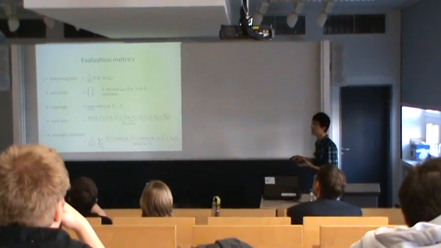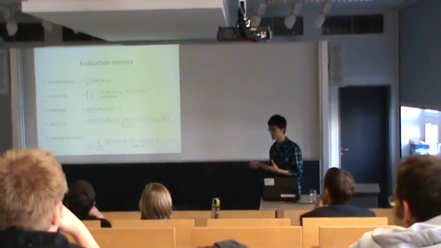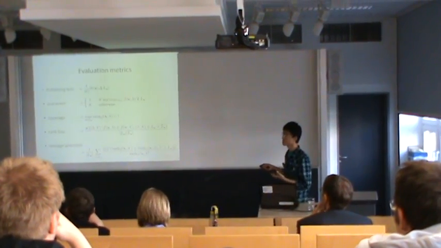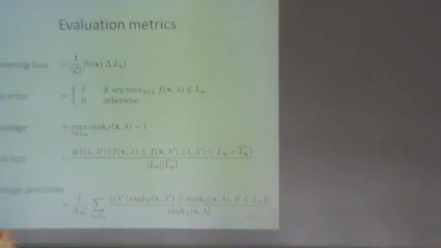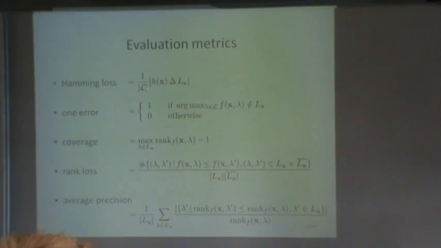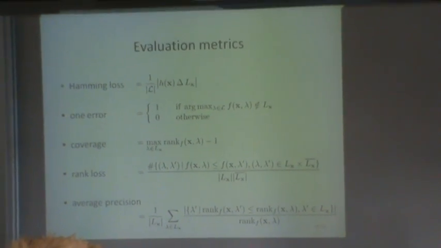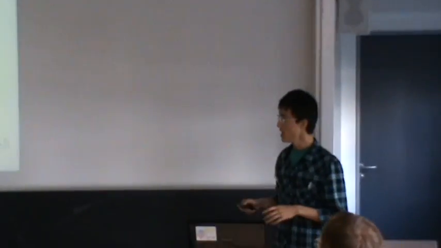And we test on different loss functions, or different evaluation metrics, for multi-label learning. I just wrote the definitions here for the sake of completeness. The reason we take all these metrics is that they were also used by the MLKNN paper. So again, for the sake of fairness, we're using the same evaluation metrics.